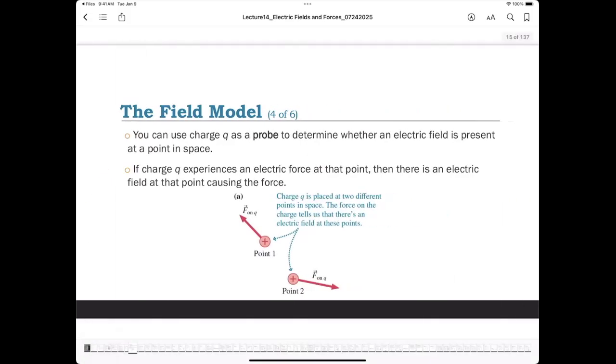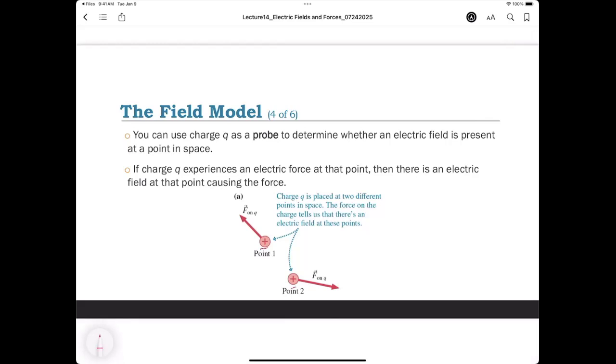Let's continue. You can use a charge Q as a probe to determine whether an electric field is present at a point in space. If charge Q experiences an electric force at that point, then there is an electric field at that point causing the force. You can see here, charge Q is placed at two different points in space. The force on the charge tells us that there is an electric field at this point.